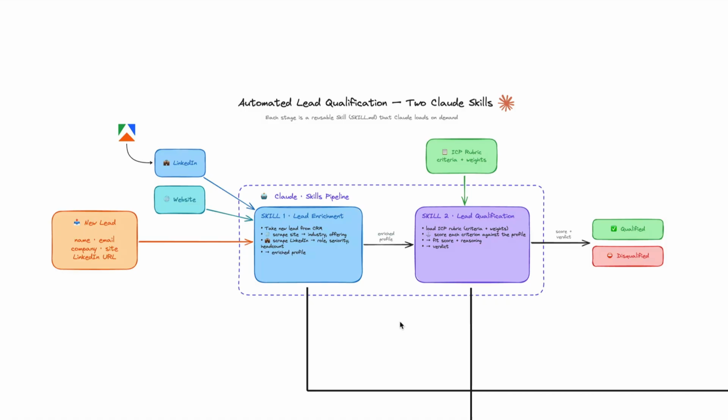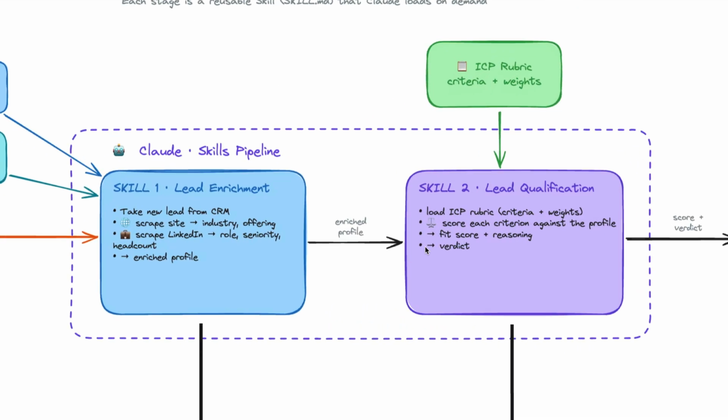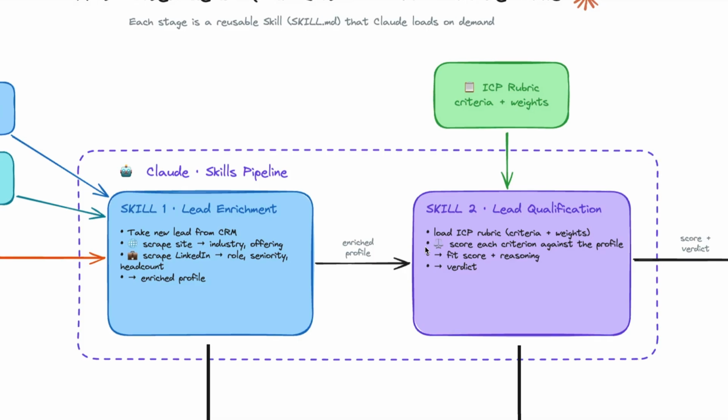Now, before I jump into the actual implementation, I want to take a few seconds here to give you an overview of how I architected this solution so you can understand how the pieces fit together. Now, this solution comprises two key elements. These two key elements are Claude skills.